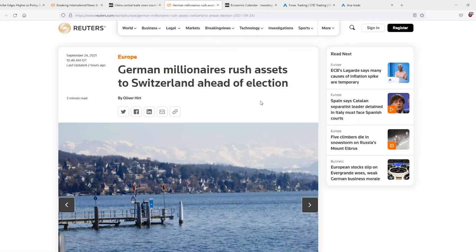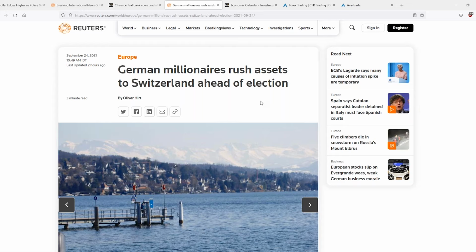Another headline, German millionaires rush assets to Switzerland ahead of election. Boy, negative sentiment after negative sentiment. Now we're talking about the largest economy or one of the largest economies in the European Union having millionaires rushing assets out of their economy and into Switzerland with fear that the economic policies will be moved further left, maybe meaning higher taxes, etc. So out go the millionaires.